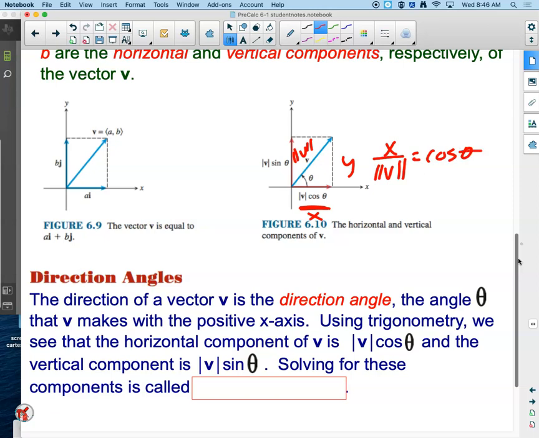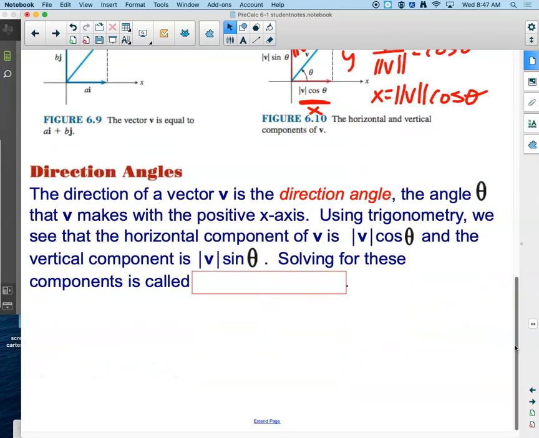But that's not what we want. We want the x piece here. I mean, we were looking to solve for x, so we'd multiply both sides by the magnitude of v. Now, usually what we're doing is using this to find theta. We're using this to find that direction. But there are times when we use it to find that length for x as well. So, magnitude of v, cosine of theta. The vertical component, magnitude of v, sine of theta.